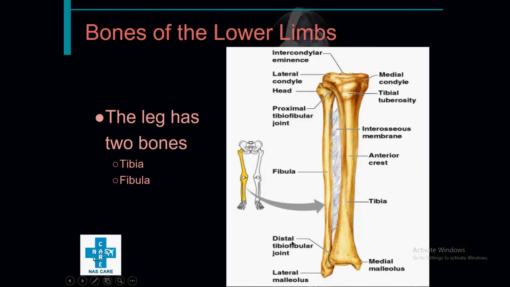The leg has two bones, tibia and fibula. Fibula, tibia, anterior crest, interosseous membrane, medial condyle, tibial tuberosity, intercondylar eminence, lateral condyle, head, proximal tibiofibular joint, medial malleolus, distal tibiofibular joint, and lateral malleolus.